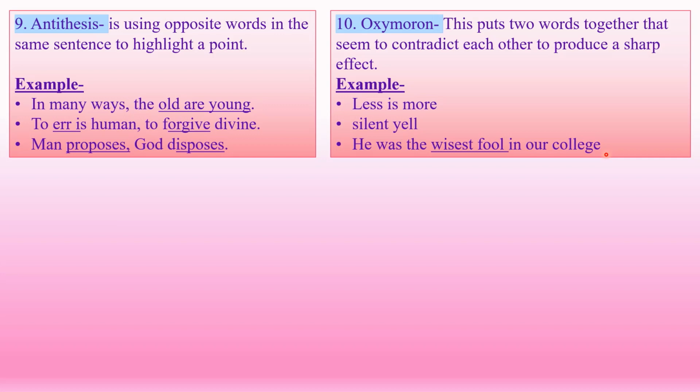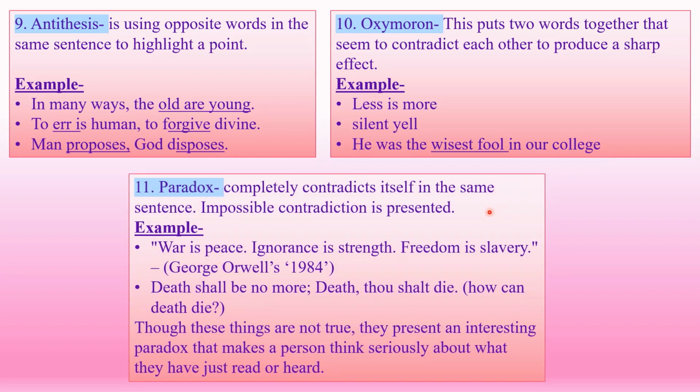Moving on to our next figure of speech, paradox. Paradox completely contradicts itself in the same sentence. Impossible contradictions are presented. For example, a very popular quotation from George Orwell's famous book 1984. War is peace, ignorance is strength, freedom is slavery. How can war be peaceful? Ignorance cannot be strength, and slavery cannot be freedom at all. But yet, this particular statement appears to contradict itself, and hence it is a clear case of paradox.